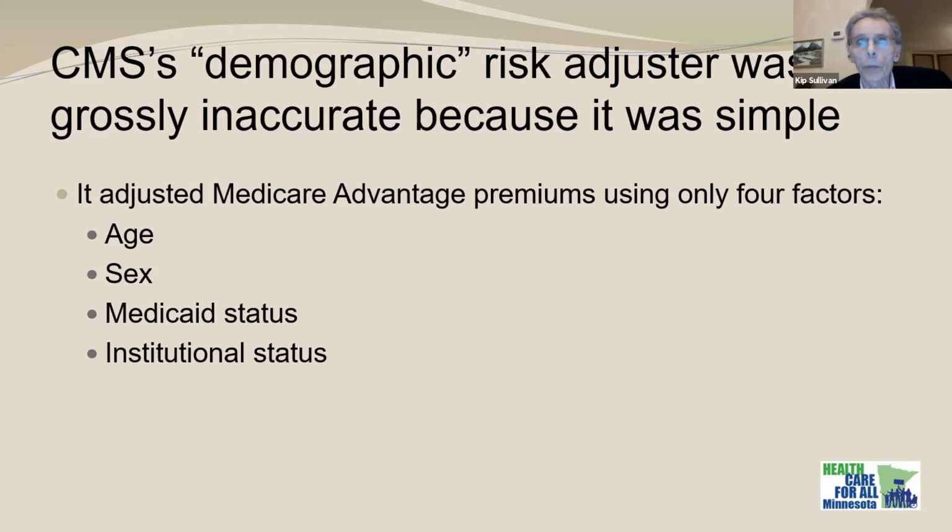CMS did make a feeble effort to reduce the overpayments, but they used a risk adjuster. That's the name we use to describe the algorithm used to adjust premium payments to insurance companies to reflect the health status of their enrollees. CMS used a really feeble demographic risk adjuster that only used 4 factors: age, sex, Medicaid status, and institutional status, meaning whether you're in or outside of a nursing home.